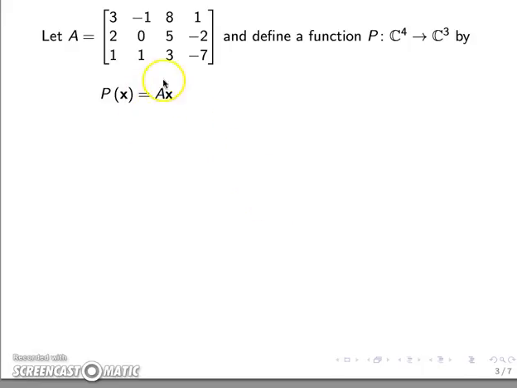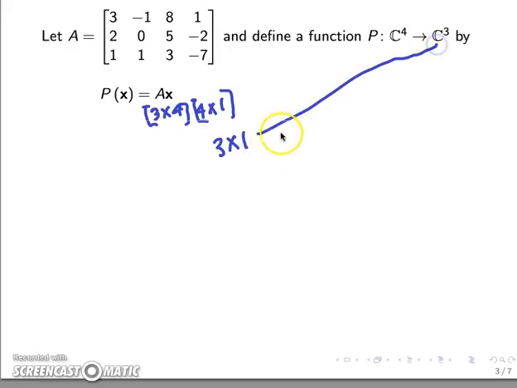So we remember that in this example, this matrix has 3 rows and 4 columns, and the vector has 4 rows and 1 column. So when we multiply this, we think of this as matrix multiplication. This whole product is going to have dimensions 3 by 1, and that's the explanation of why the input is a vector of length 4, and the output is a vector of length 3.